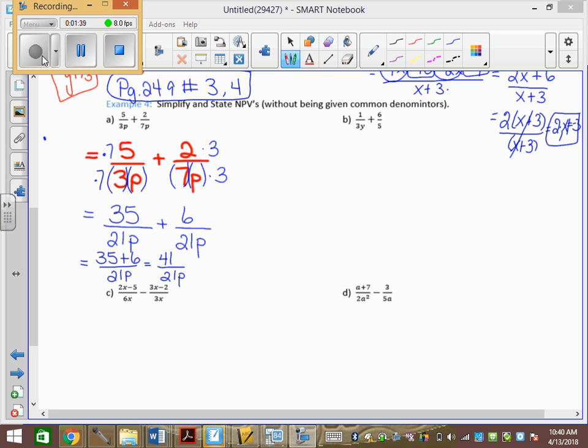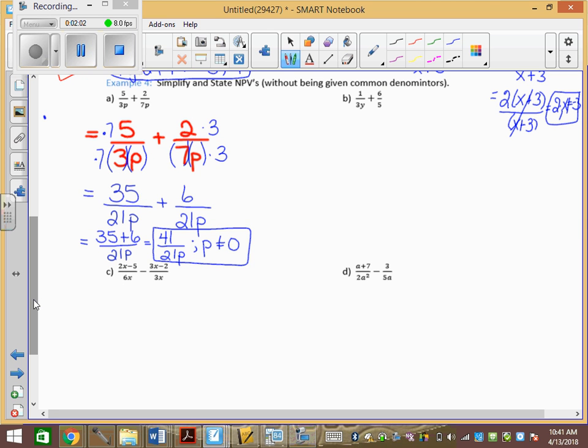What would our NPV be? p cannot equal 0, because in the denominator we have 21 by itself and p by itself. 21 can't be 0, and if you have a p or a p squared or p cubed or p to the fourth, those are all p cannot equal 0 for NPVs, right? And we're done. This is our answer. Okay?